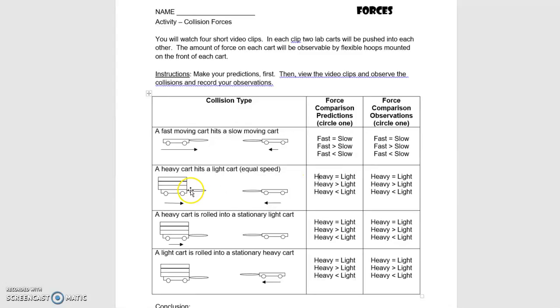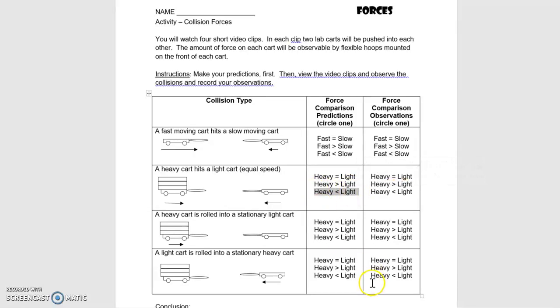The next situation when you get to it will be a cart loaded with textbooks. It's the heavy cart, and it's going to hit the light cart. If you think they're going to have equal bending in their hoops, you would circle that. If you think the heavy one bends more, that one. And if you think the heavy one bends less, you circle that one.